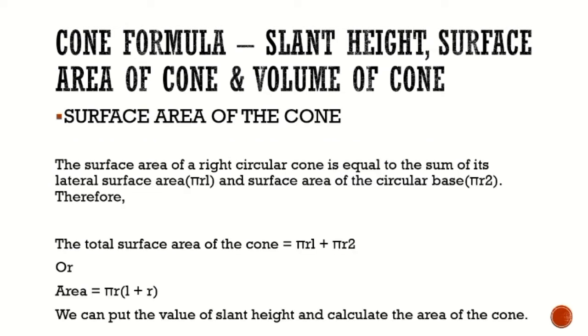Surface area of the cone. The surface area of a right circular cone is equal to the sum of its lateral surface area and the surface area of the circular base. Therefore, the total surface area of the cone is pi r l, the lateral surface area, plus pi r squared, the surface area of the circular base. Area is equal to pi r (l plus r). We can put the value of slant height and calculate the area of the cone.